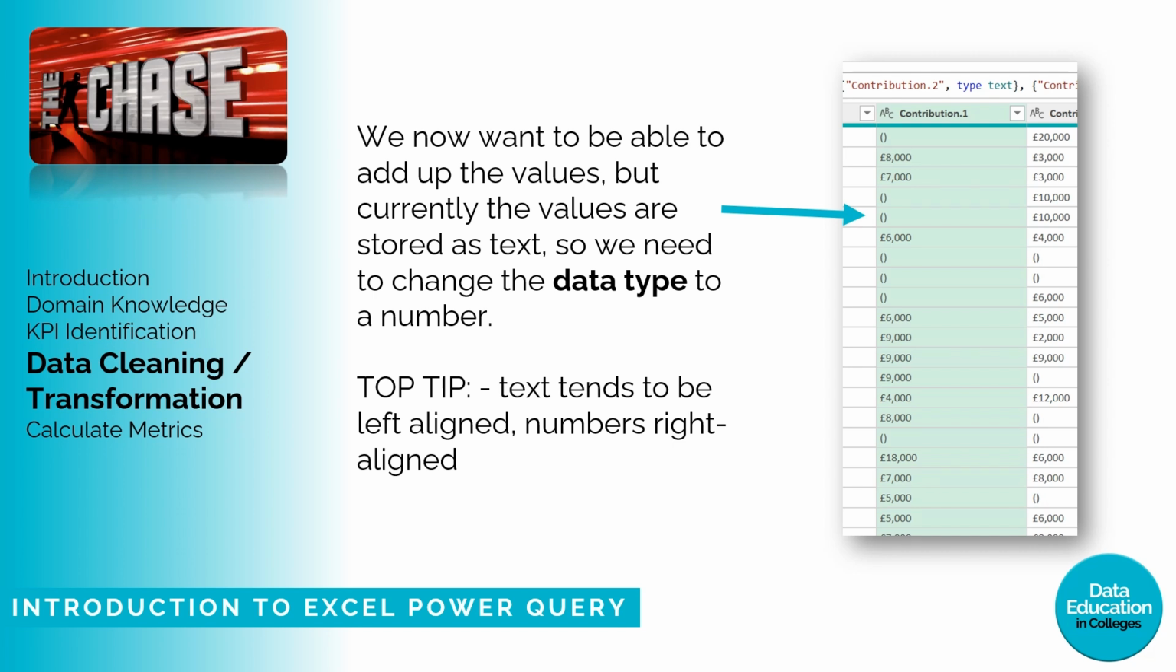We want to be able to change the data type to number. But currently it's saved as text, as it says, as soon as you see numbers left aligned, it's always saved as text.